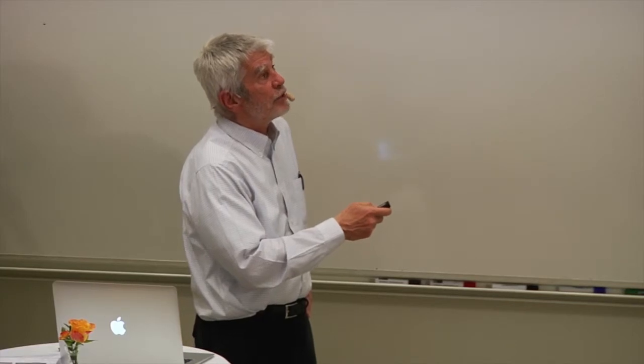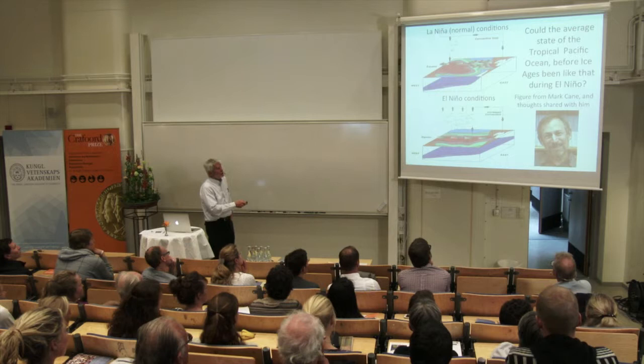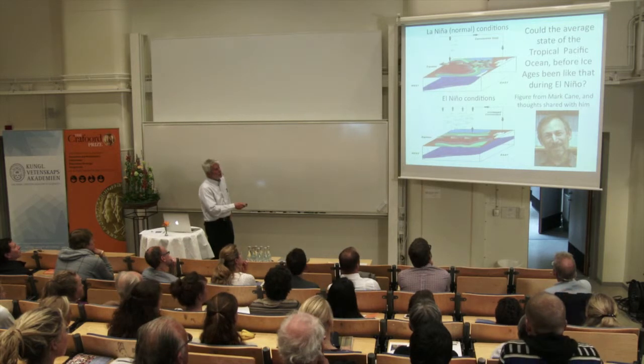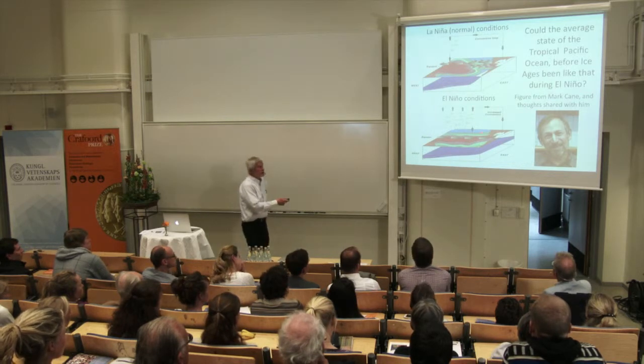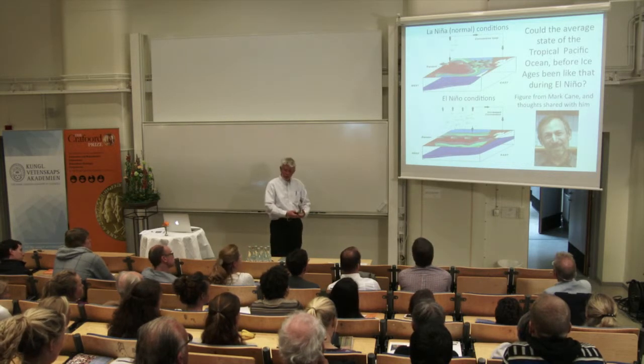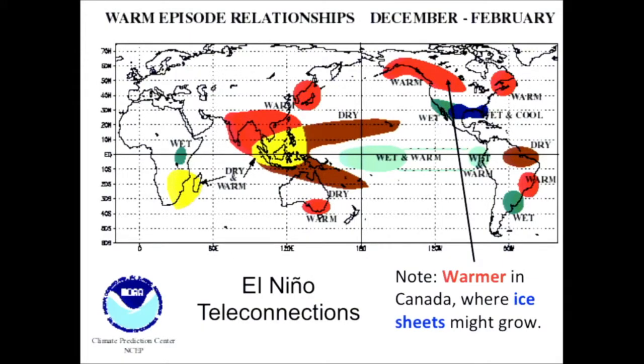this ascent over the maritime continent weakens, and the locus of warm water moves eastward. So the whole of the eastern Pacific becomes warm, and then the warm water in the eastern tropical Pacific affects the atmosphere, which then sends, through atmospheric teleconnections, signals to other parts of the world. So this is a map of El Nino teleconnections associated with warm episodes, El Nino events.